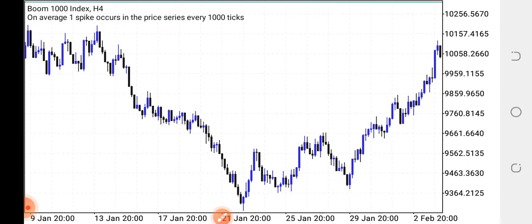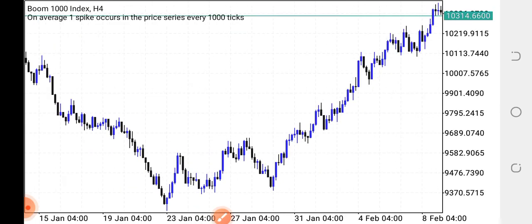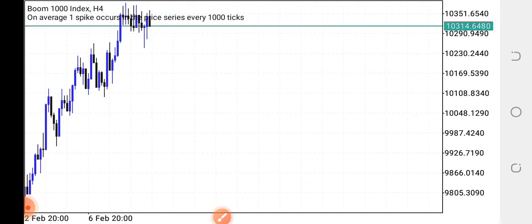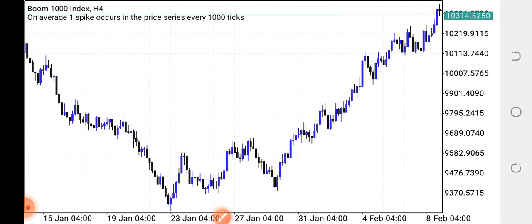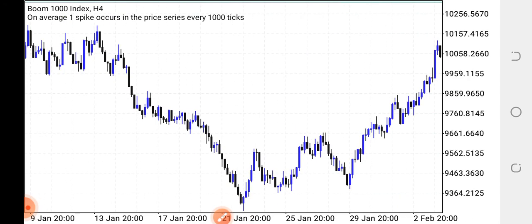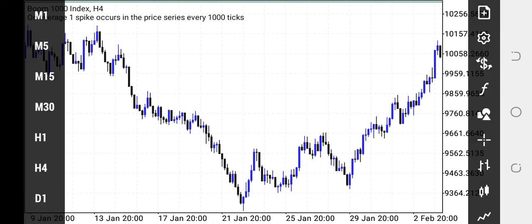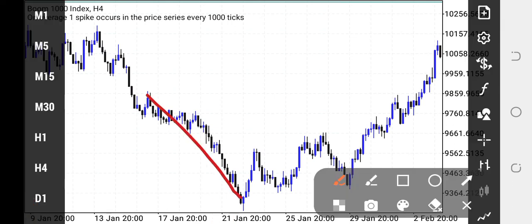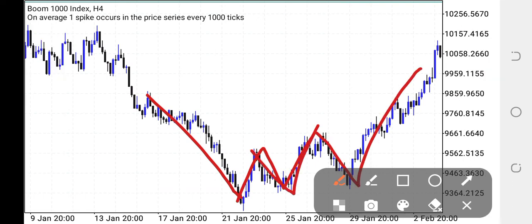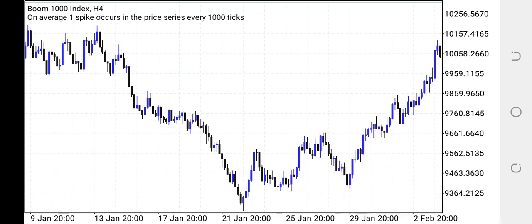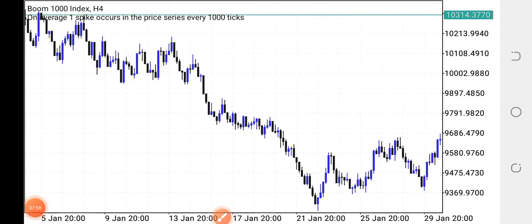Okay, guys, can you see this now? I told you guys that most times the market might not want to make it very obvious for us to see. But in other words, I can call this an inverted head and shoulder pattern because I can see price making this and this. So you can see an inverted head and shoulder pattern. Can you see that, guys?